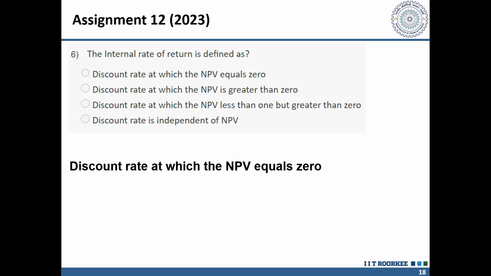So now the next question is, the internal rate of return is defined as. The internal rate of return is also known as IRR. In short, we call it IRR. It is a question of agri-economics. In agriculture economics, many people learn about it. So what is internal rate of return? Internal rate of return means that at what rate, at what interest rate, the net present value, NPV, becomes zero.